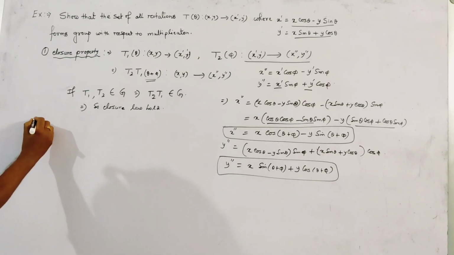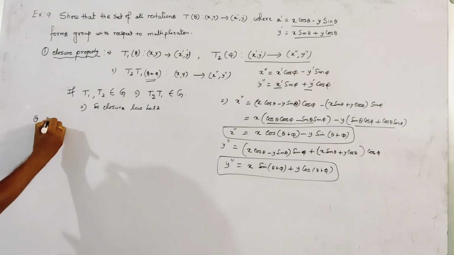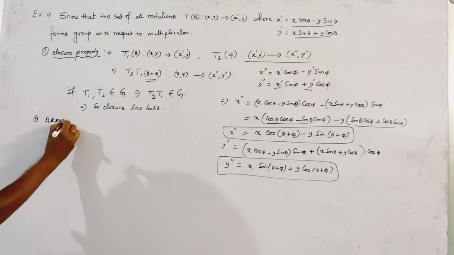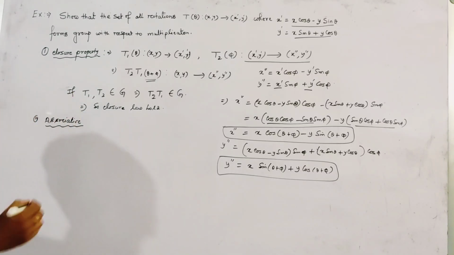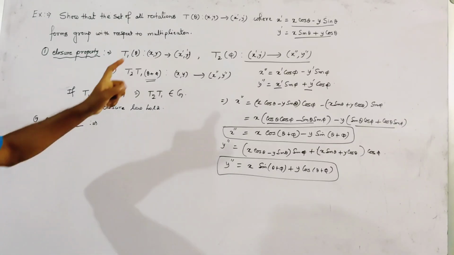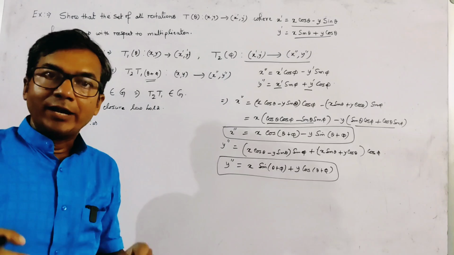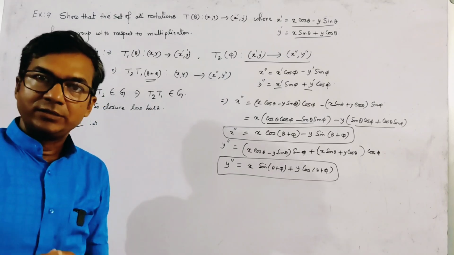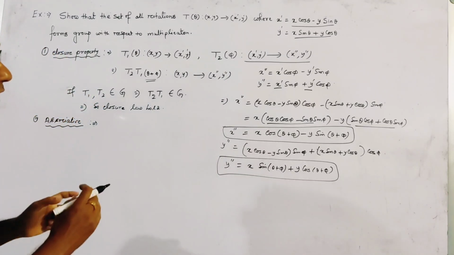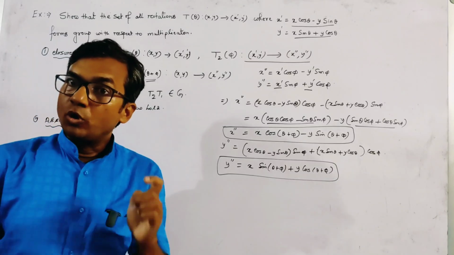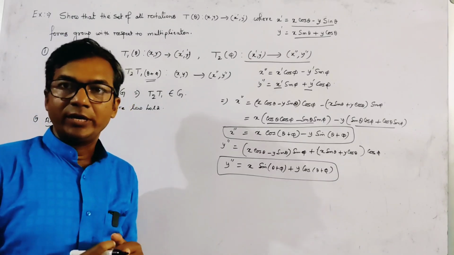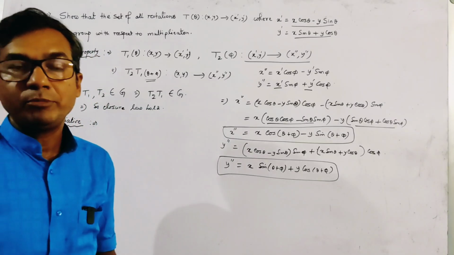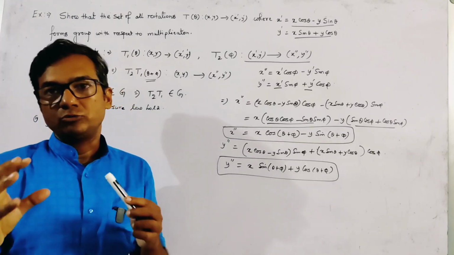And now the second property. The second property is associativity. For the case of the associative property, we know that a rotation is a function, right? And we know that a function is always associative. This is the general property of functions. Since functions are associative, the rotations must be associative.